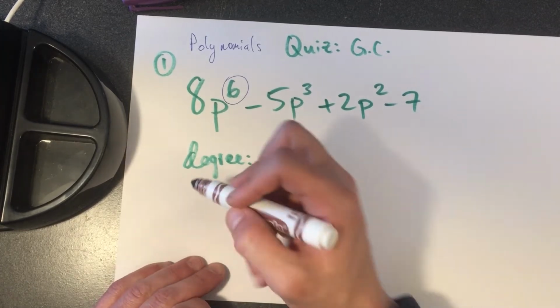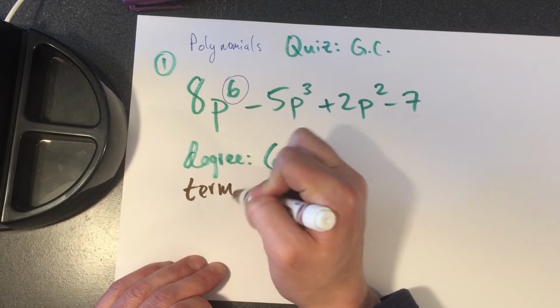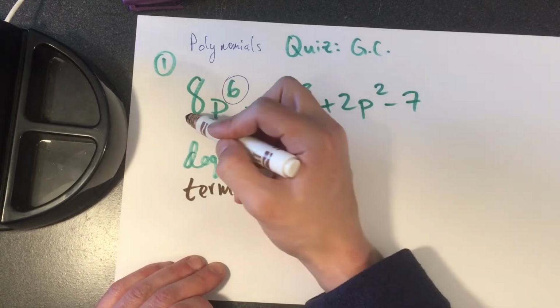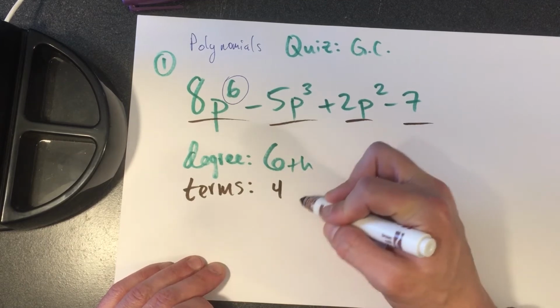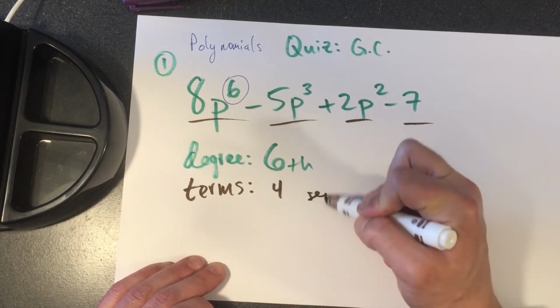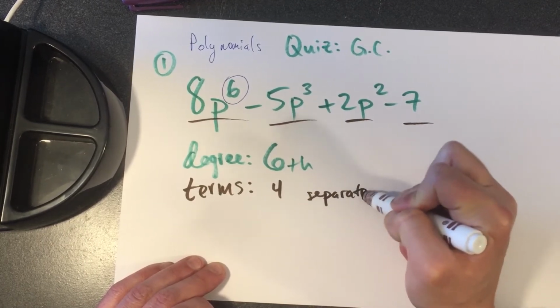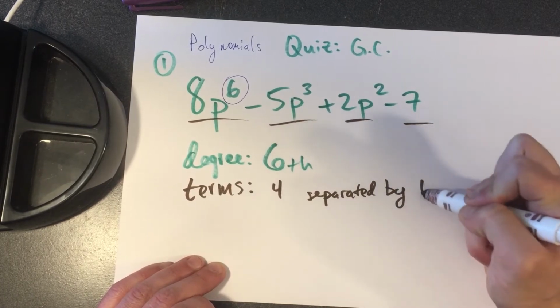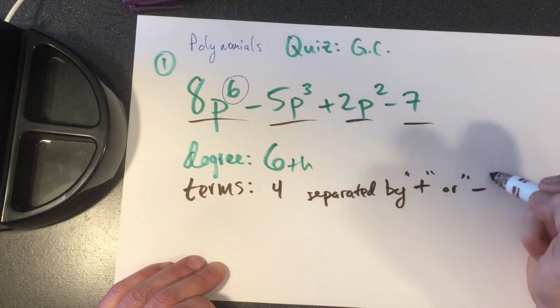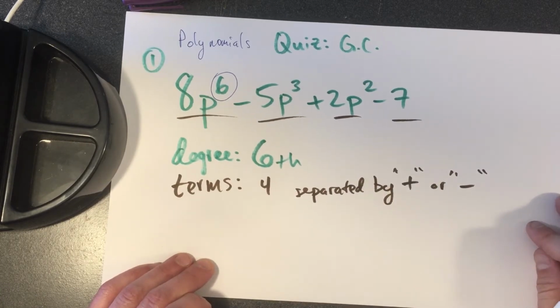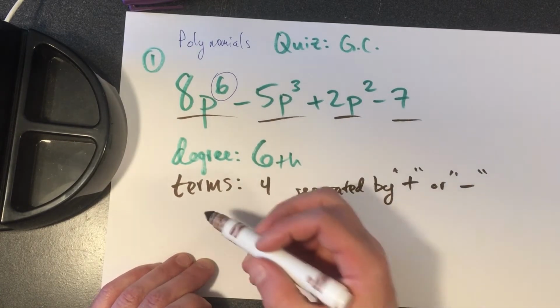Next, we'll talk about the number of terms. Well, we have 1, 2, 3, 4. So we have 4 terms, and they are separated by addition or subtraction. You can see that there, yeah. All right, good. What else do we know?